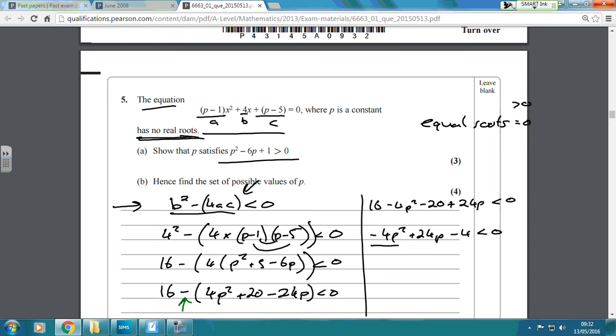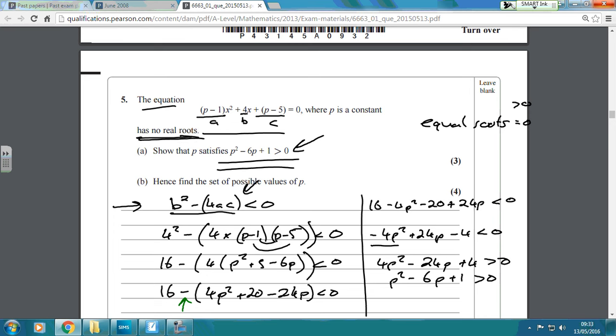So we're going to make that 4p squared minus 24p plus 4 is greater than 0, which is why in the answer over here, we've got it as greater than 0. Then we just simply divide it through by 4 to get p squared minus 6p plus 1 is greater than 0, which is exactly what they wanted us to show here.